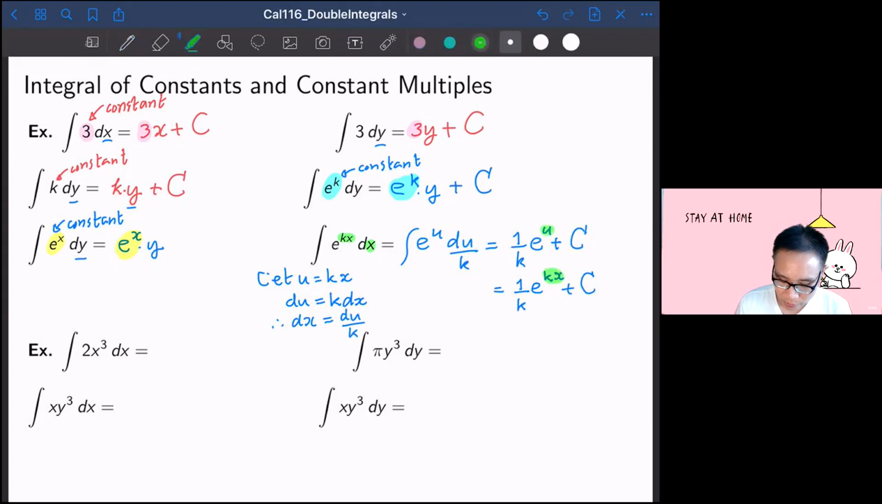Okay, so this one you have u equal to kx and you are computing dx equal to du over k. And you're going to just have the integration by substitution. Okay, so this is going to be just constant multiple, and sometimes you see that the constant turns out to be in terms of x because you are integrating with respect to y.